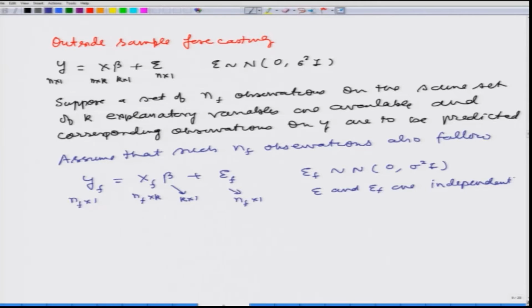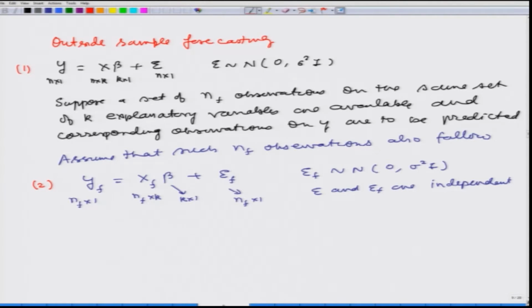Okay. One thing we have to keep in mind is that the variables in the matrices X and Xf are the same x1, x2, ..., xk. Okay. So, let us call this model as model number 1 and this model as model number 2.